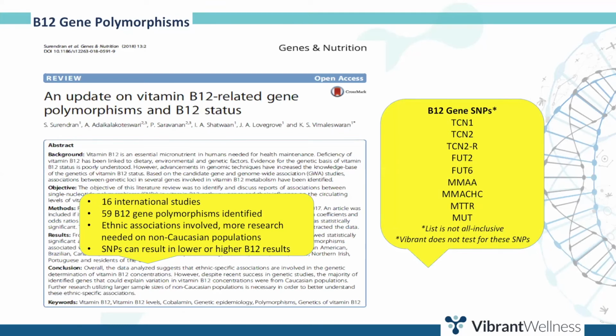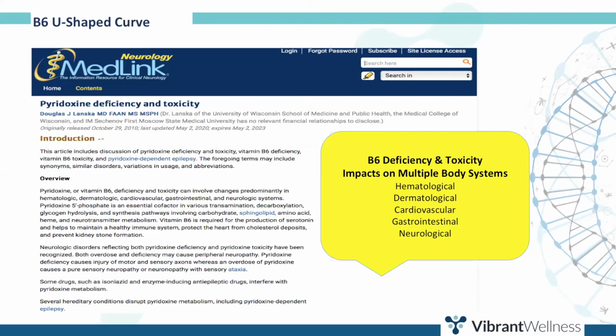Vibrant does not test for these SNPs, but again, the first thing you do is rule out B12 supplementation. Consider any of the hematological risks, and then consider working up any of the B12 gene polymorphisms.